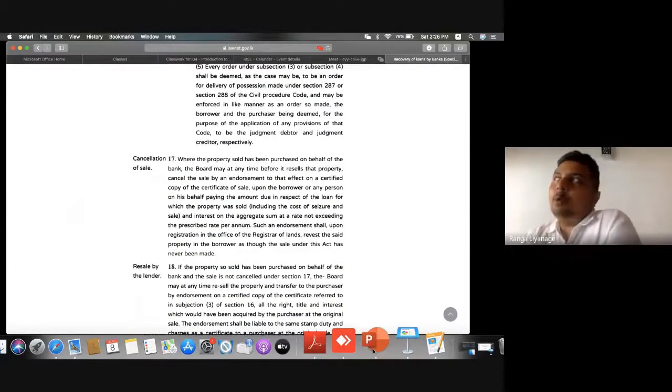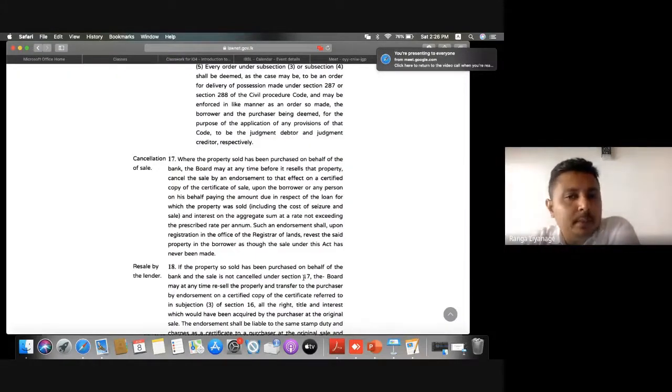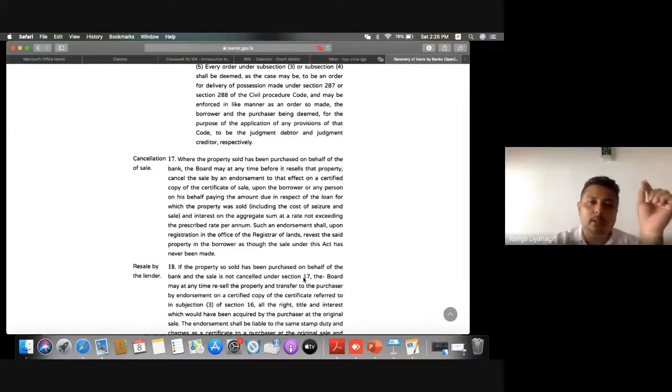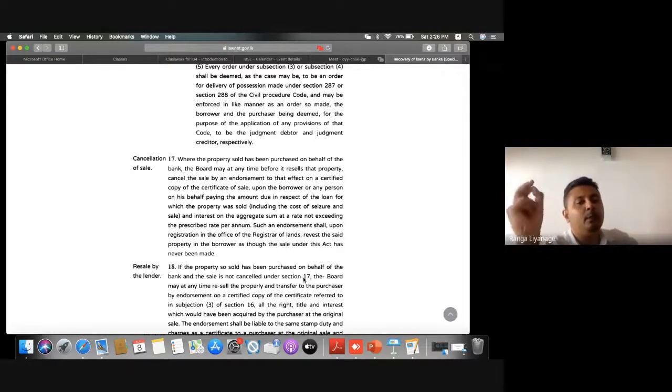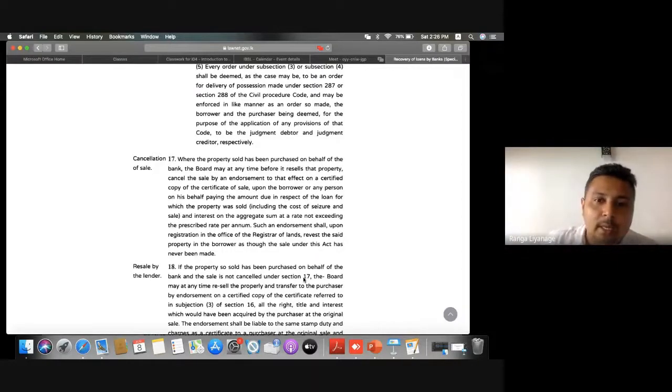Then we come to cancellation of sale. That is covered under section 17, where the property has been purchased on behalf of the bank. Where the property sold has been purchased on behalf of the bank, the board may at any time before it resells that property cancel the sale by an endorsement to that effect on the certified copy of the certificate of sale. If there's a cancellation of sale by whatever means, for example, if it's been leased out to, as we mentioned earlier, the land commissioner and he doesn't approve that, then there's a cancellation of the certificate of sale, right? So he will make an endorsement on that certificate of sale.